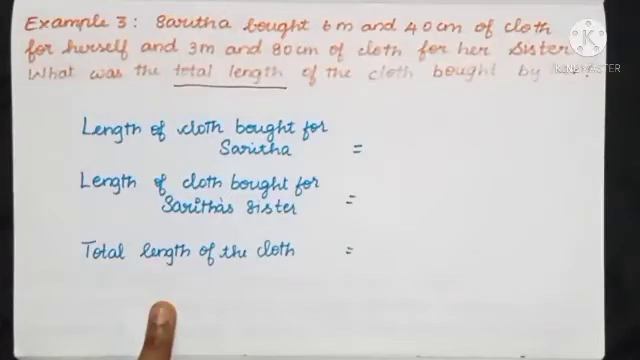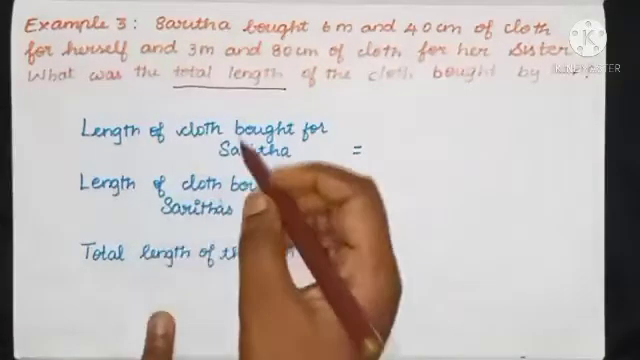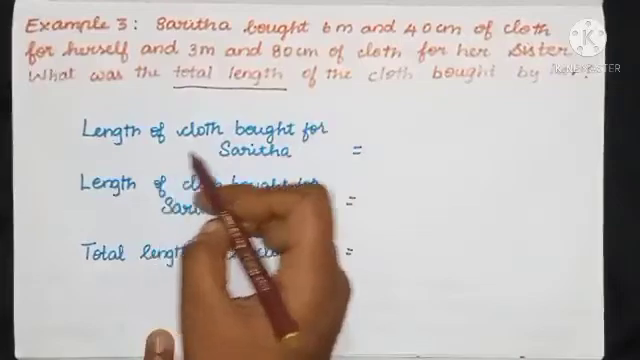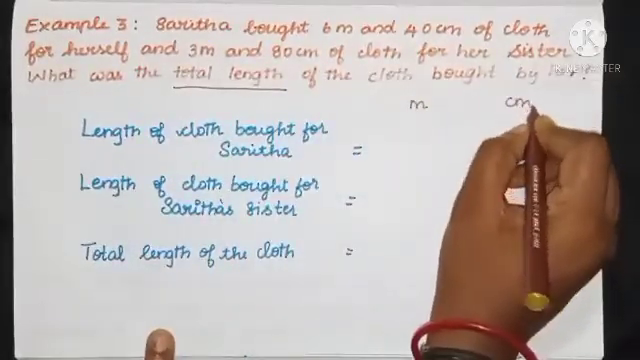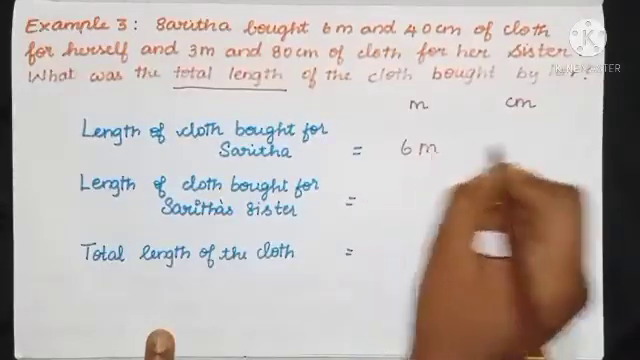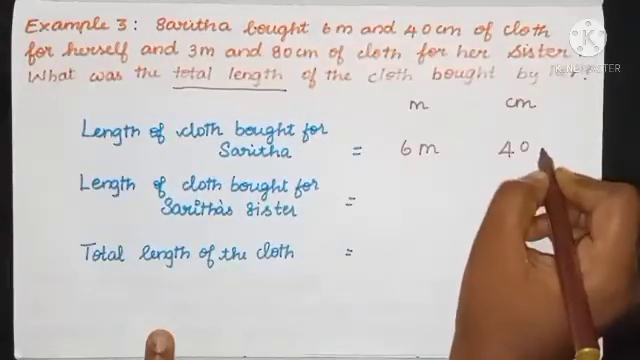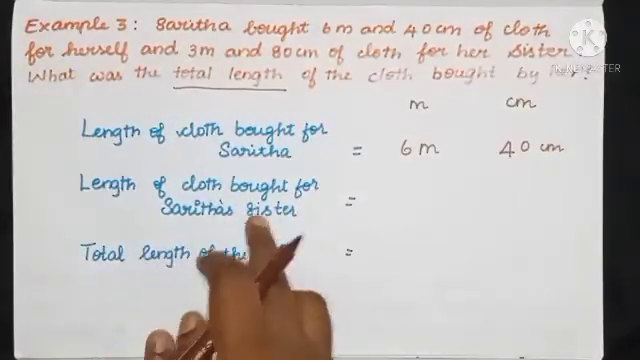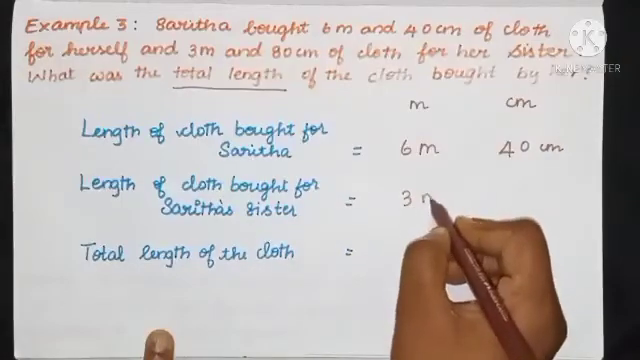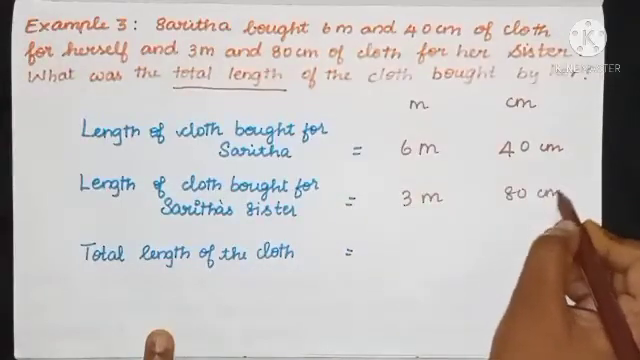We have to find the total length of the cloth. Total, here the word total represents what? We have to add the given measurements of cloth. Then only we can easily find the total length of the cloth. See here, the length of the cloth bought for Sarita is 6 meter and 40 centimeter. And the length of cloth bought for Sarita's sister is 3 meter 80 centimeter.